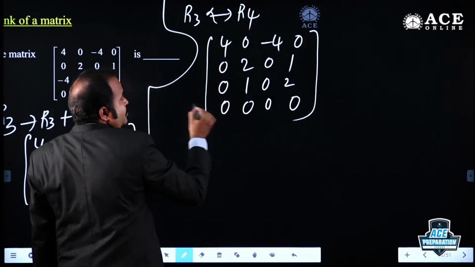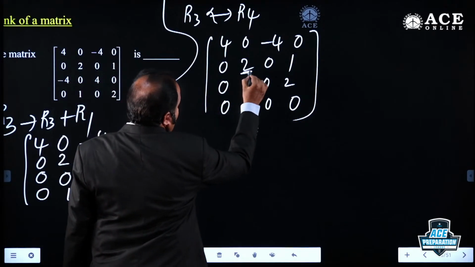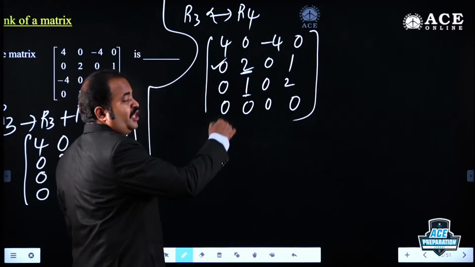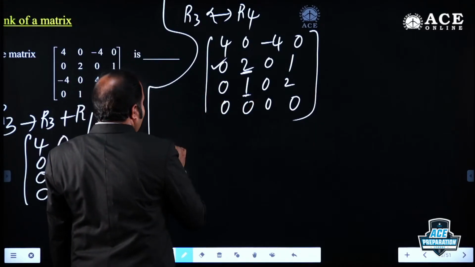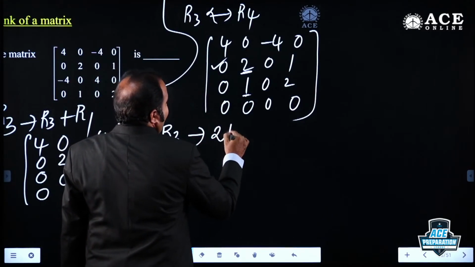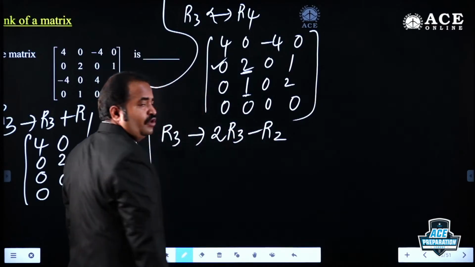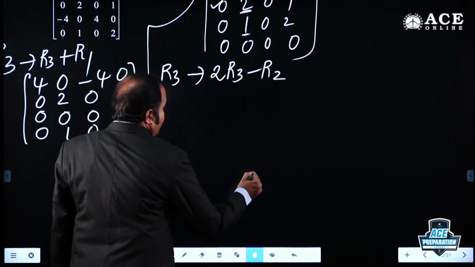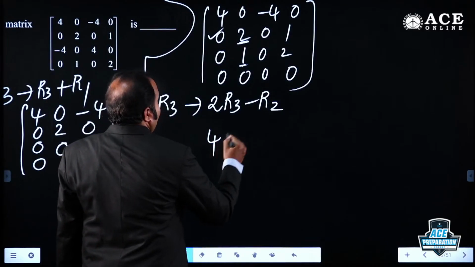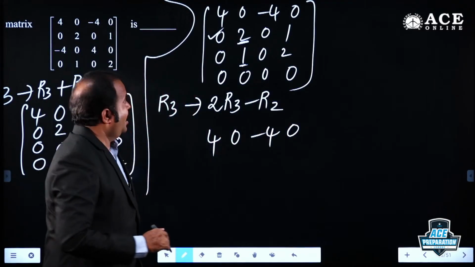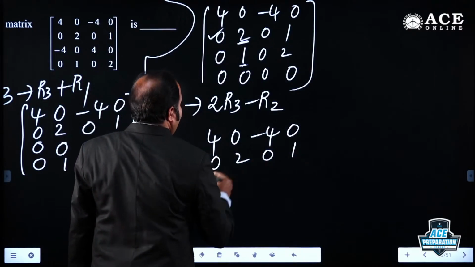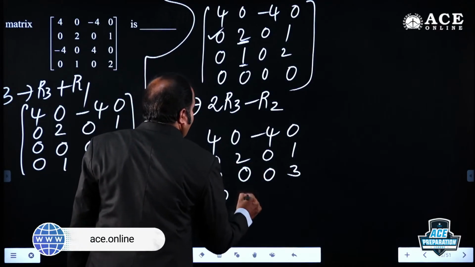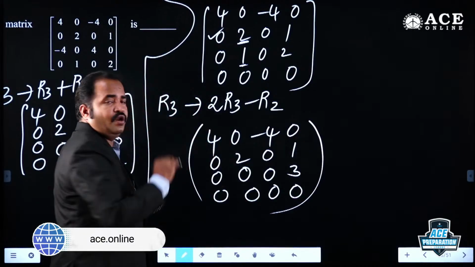So is it in the echelon form? Not in the echelon form. Look here, this is the first non-zero element, and we have one 0 before that, and this is the first non-zero element, again we have one 0, but more than one 0 should be there. So I am going to make this element 0, therefore R3 changes to 2 times R3 minus R2. So it is going to be 4 0 minus 4 0, am I right? And 0 2 0 1 the same, 0 0 0 3, and this is 0 0 0 0 only. Yes, this is the echelon form.